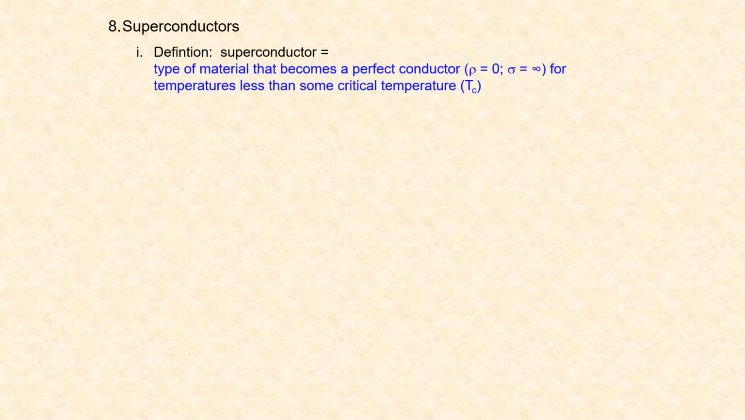And the last topic that we'll talk about in this video, really a huge topic that we will just barely touch upon, is that of superconductors or superconductivity. So let's start by defining what exactly we mean by a superconductor. A superconductor is a type of material that becomes a perfect conductor, that is, having no resistivity, or said alternatively, an infinite conductivity for temperatures less than some critical temperature we'll call T sub C.